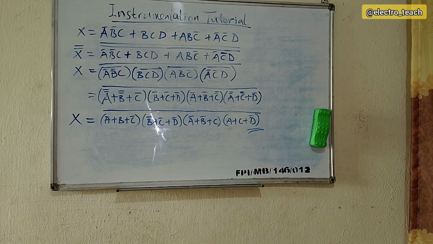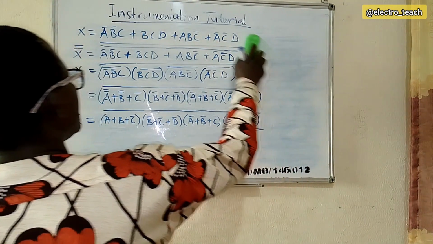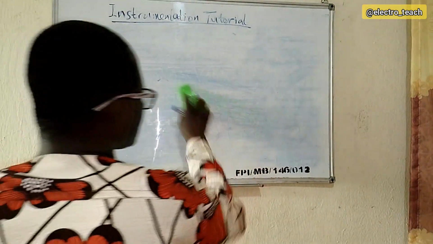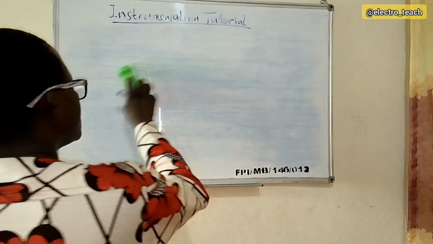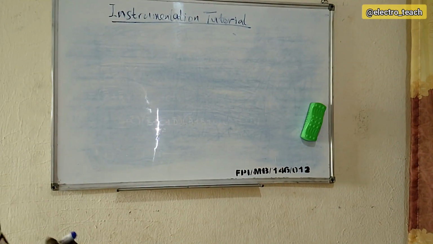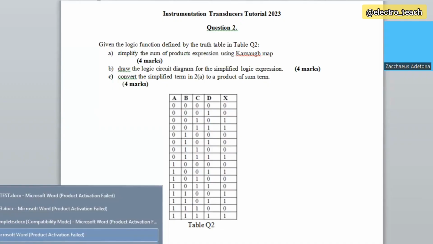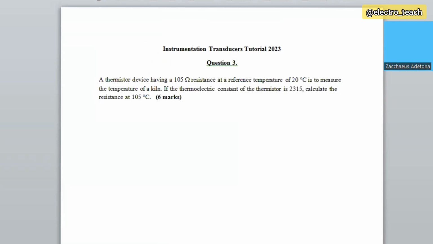So we are moving on to the calculation now. So let's look at the last question. The last question is a calculation based on another transducer, which is a thermistor. A thermistor is a transducer that converts heat energy into electrical energy.